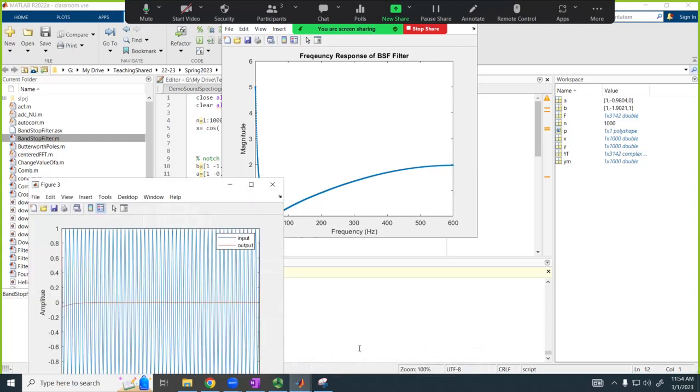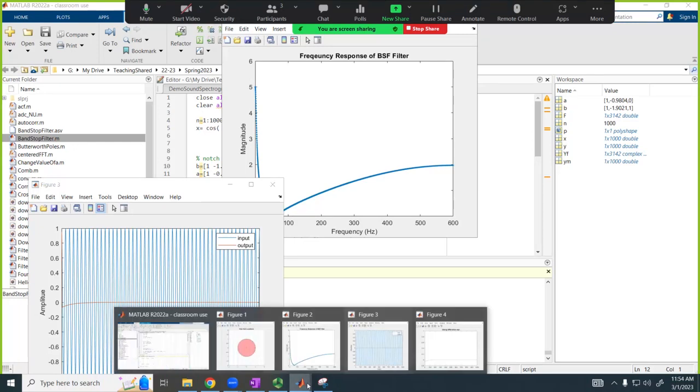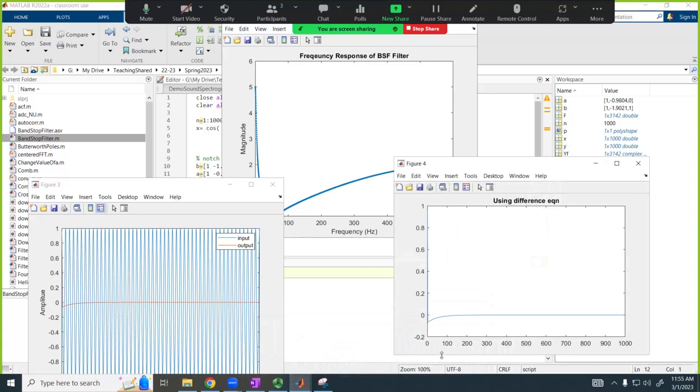And this is what happens when we have an input that is a 60 hertz sinusoidal signal. The output is 0. And what else do we have? This is the output when we input a sinusoidal signal that has a frequency of 60 hertz.